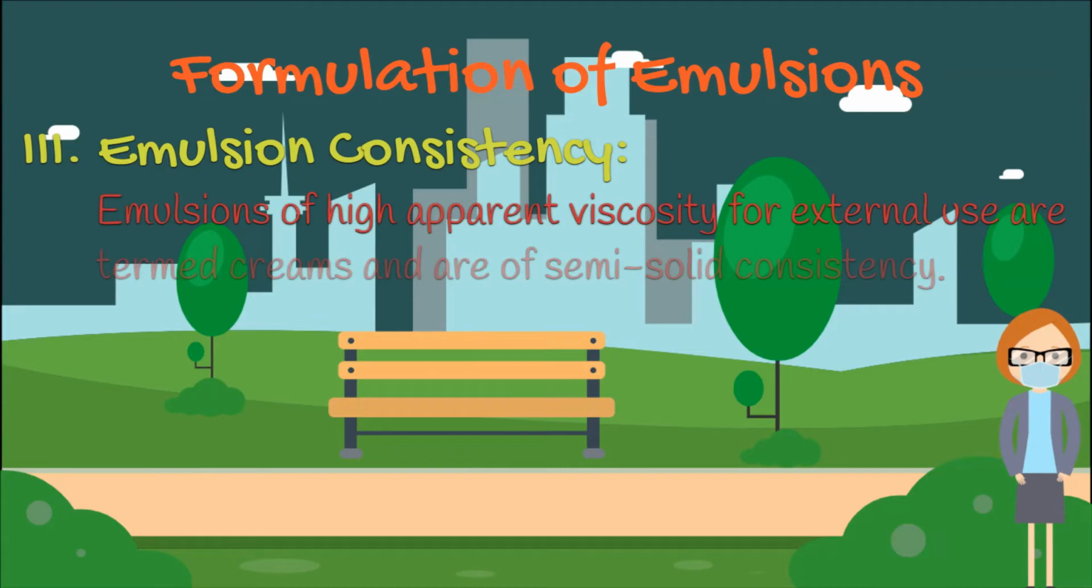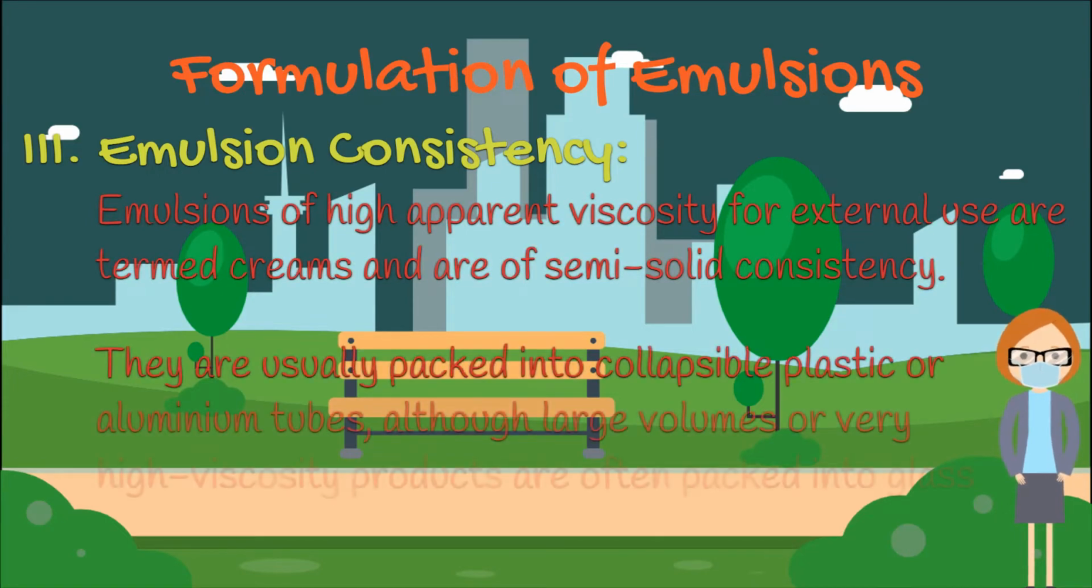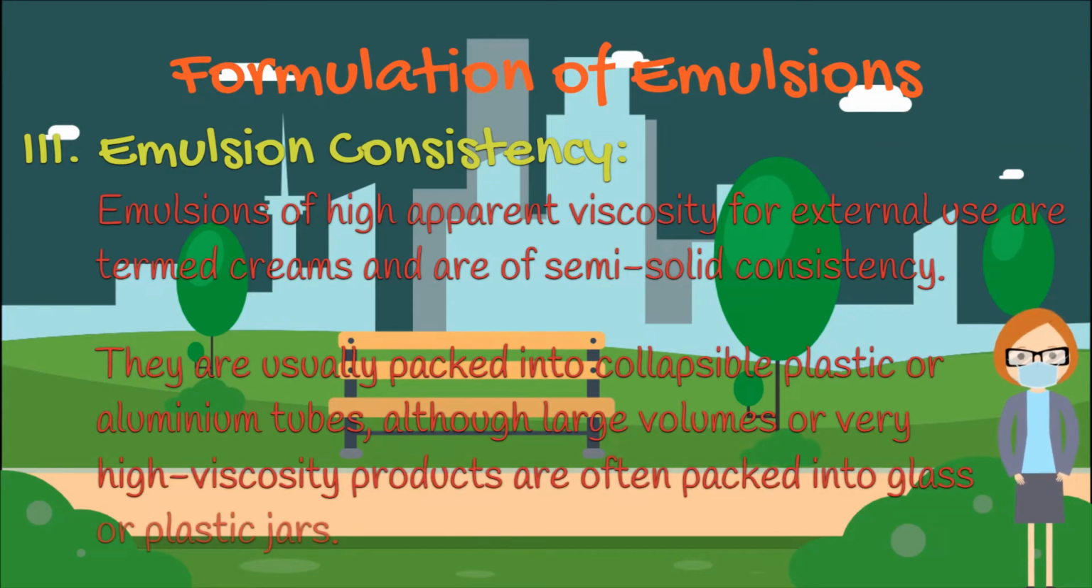Emulsions of high apparent viscosity for external use are termed creams and are of semi-solid consistency. They are usually packed into collapsible plastic or aluminum tubes, although large volumes or very high viscosity products are often packed into glass or plastic jars.